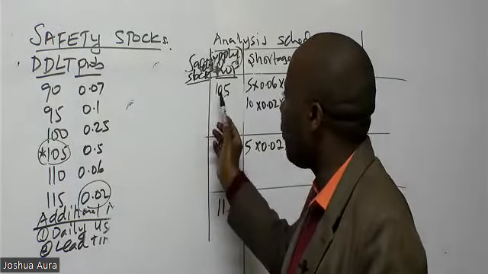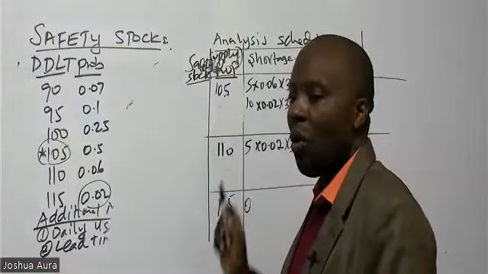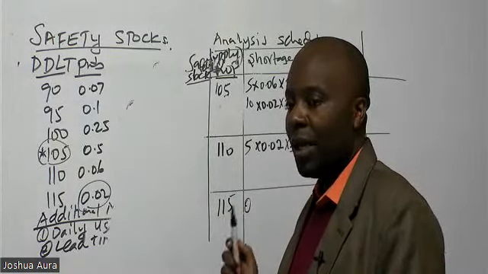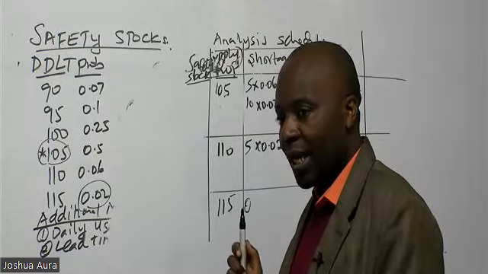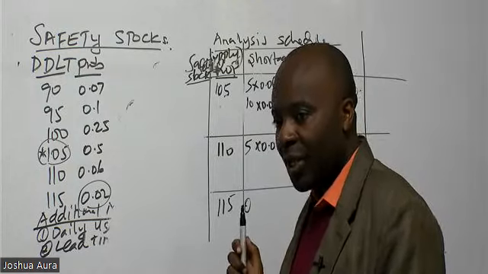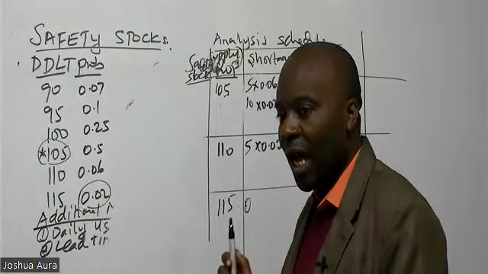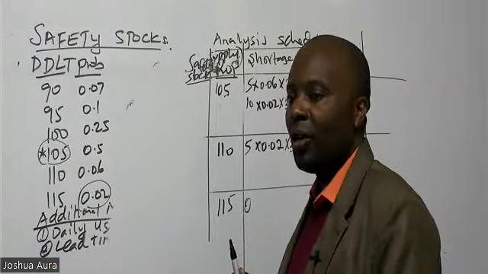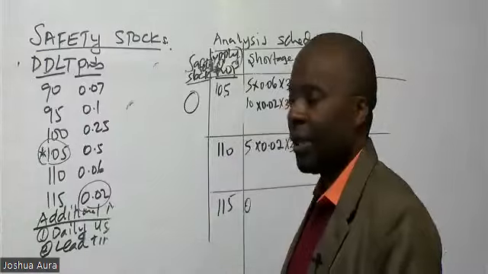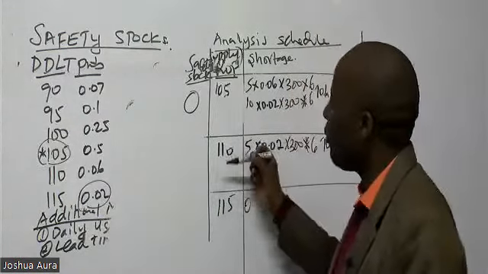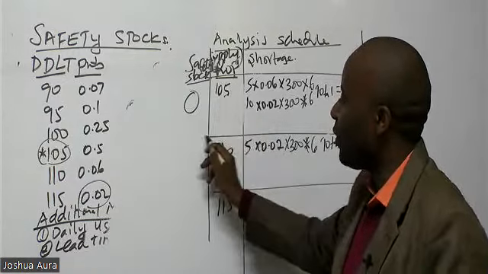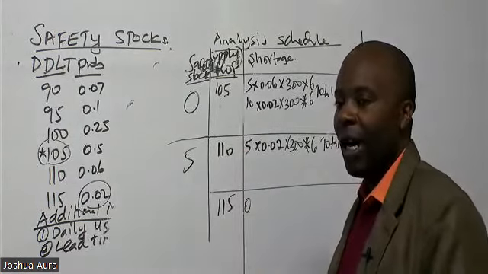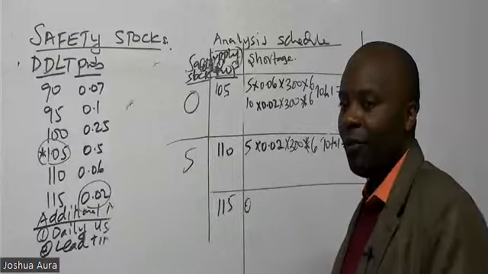Who can give me the safety stock of the first row? What is the safety stock in the current row? The current row always has a 0 safety stock. You always start with 0 here. Then to get the safety stock for this, you take 110 minus 105, which gives me a safety stock of 5.